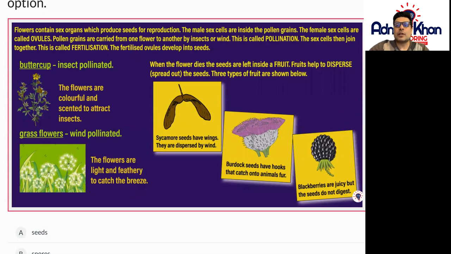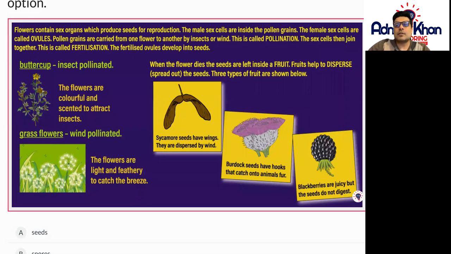So if a bee, for example, were to land on one flower, its back and its body will accidentally come across different grains of pollen from the male sex cells. When that particular bee flies to a different flower, the pollen grain on the bee's body will rub off and it will deposit that pollen grain on the female sex cells called ovules in a separate flower. And this whole process is called pollination, whereby pollen grains are carried from one flower to another by insects or generally just the wind.